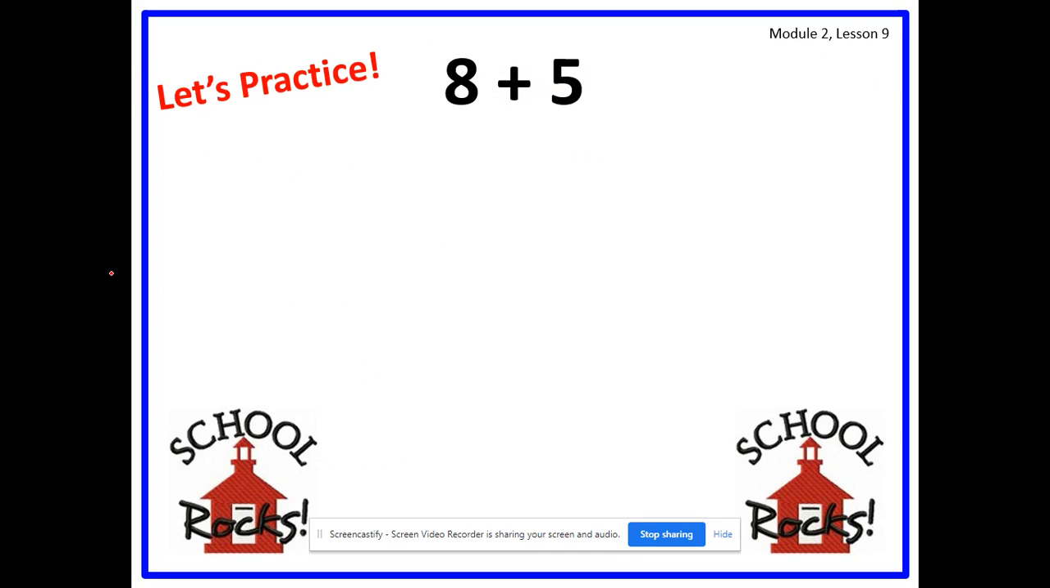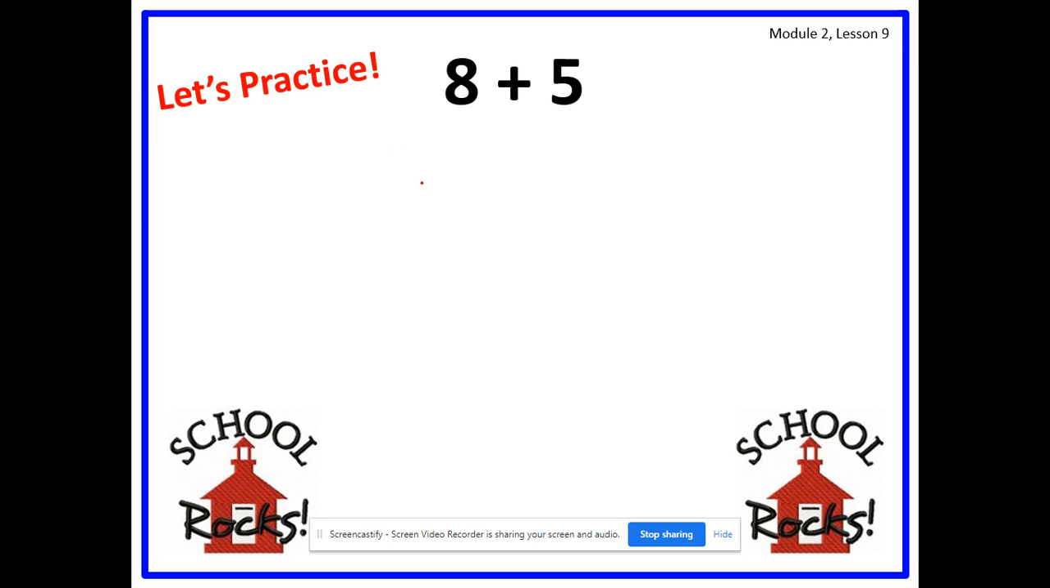Well, let's practice. Make sure that at this point, before you continue, you have a whiteboard, or if you don't have a whiteboard, a paper and pencil to practice the problems. Remember, it is very important that we practice. Press play when you're ready to continue. Okay, let's start. Go ahead and write 8 plus 5. Press play when you're ready.